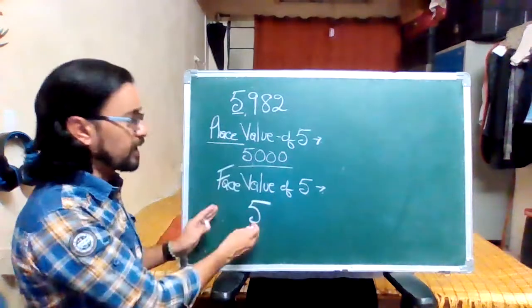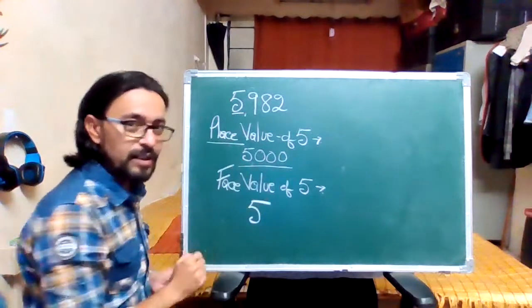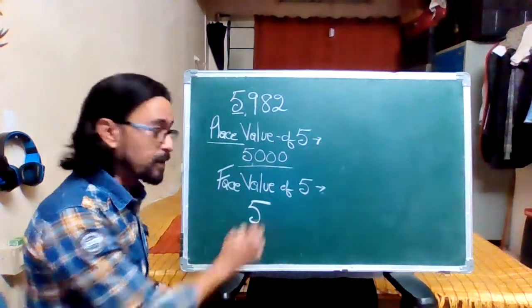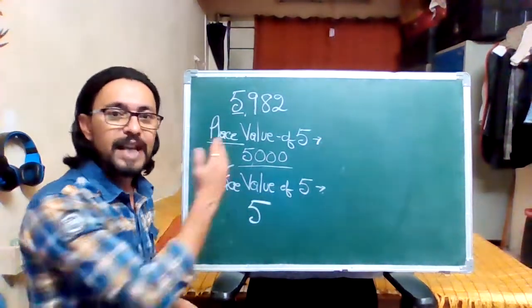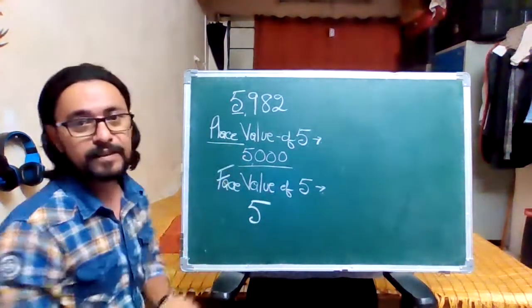So in this particular example, the place value of 5 will be 5,000 and the face value of 5 is 5. Only 5, because this is how it is written and this is how it is pronounced. So that's place value and that is face value.